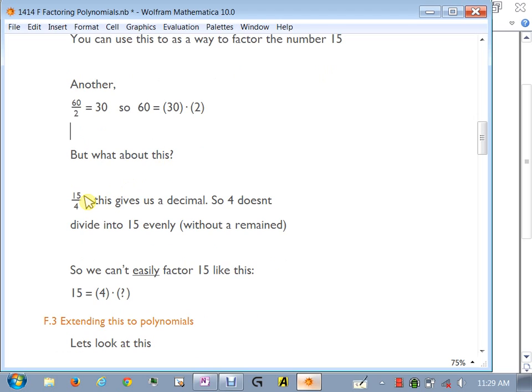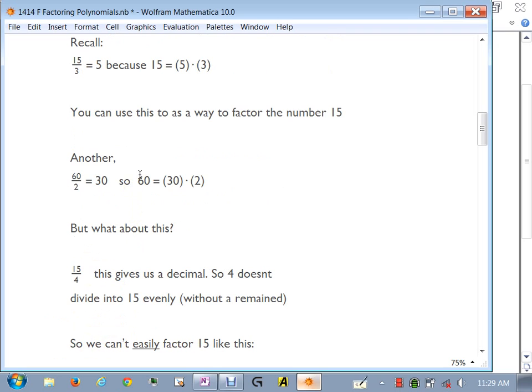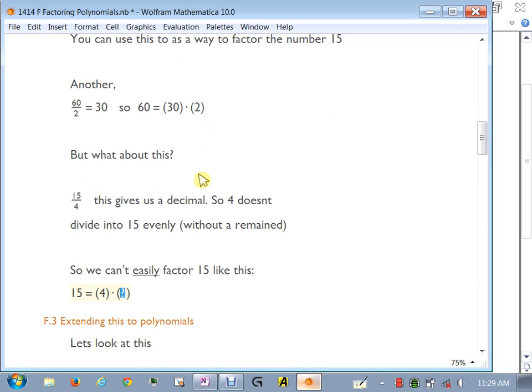What about this one? 15 divided by 4. It doesn't go in evenly, right? We would have some decimal. It goes in there like 3 times with something left over. So it's not going to be possible for us to say that 15 is 4 times a nice number. I mean, there is a number that would work, 15/4, but it's not a nice number like up here, 30 and 2, 5 and 3. Is there a nice number here? No.